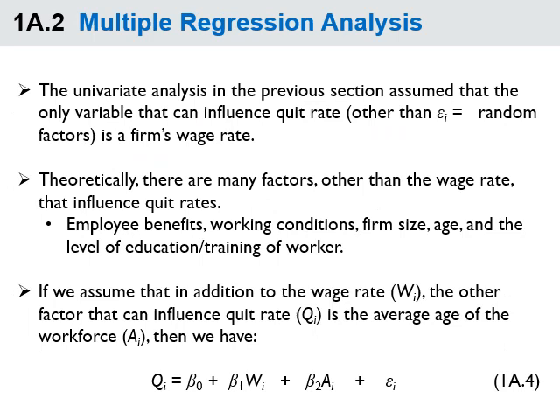طيب أنا we covered already the univariate، يعني كان variable واحد بس هو اللي بيأثر في الـ quit rate فاحنا كنا مسمينه univariate analysis. So the univariate analysis in the previous section assumed that the only variable اللي بيأثر على الـ quit rate هو الـ wage rate بتاع الـ firm. Theoretically, there are many factors other than the wage rate that can influence the quit rate. في حاجات كتيرة قوي ممكن تأثر على الـ quit rate مش بس الـ wage. ممكن يبقى الـ employee benefit, ممكن الـ working condition, ممكن الـ firm size, الـ age and the level of education, الـ training of the worker، كل ده ممكن يأثر على الـ quit rate in the firm.